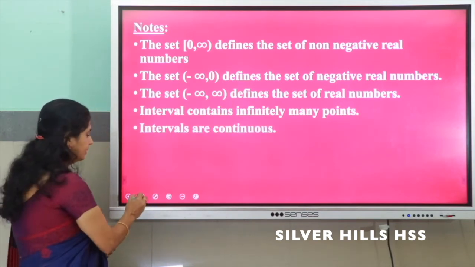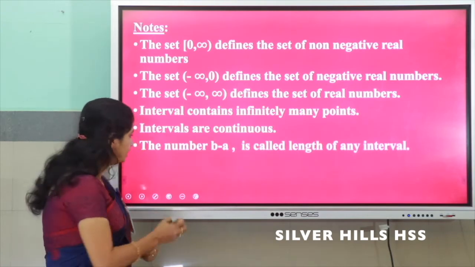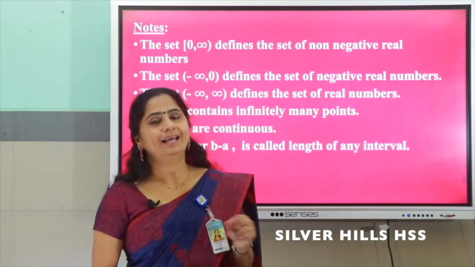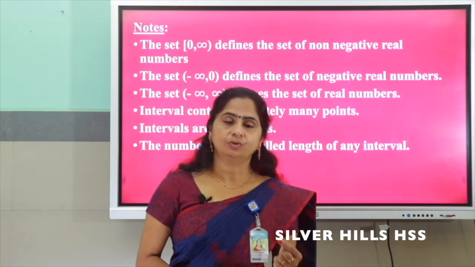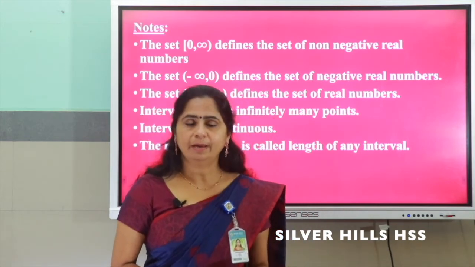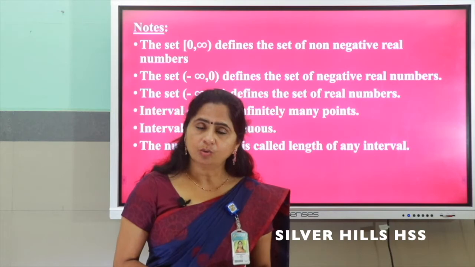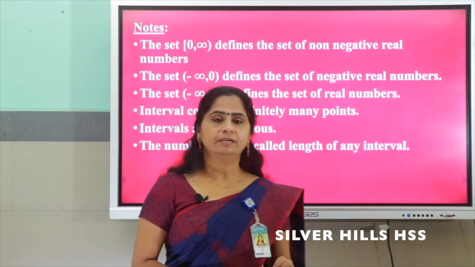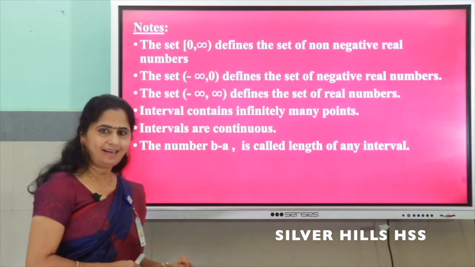As said earlier, intervals are continuous and the number b minus a is called the length of any interval, whether it is open (a, b), closed [a, b], open a comma closed b, or closed a comma open b. Length of any interval is b minus a.